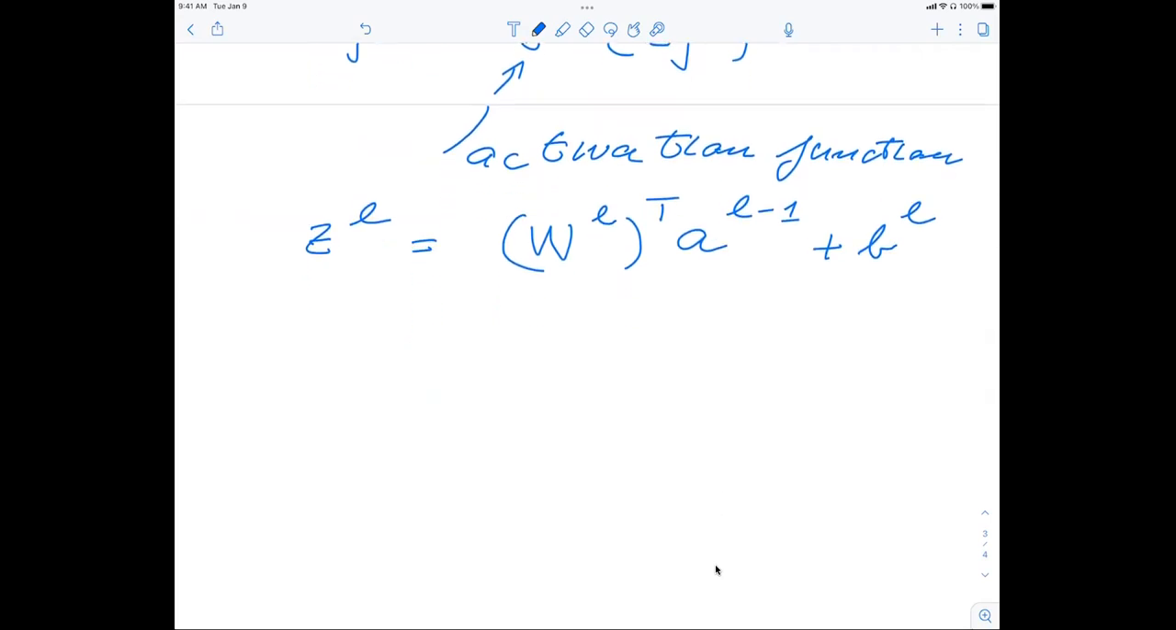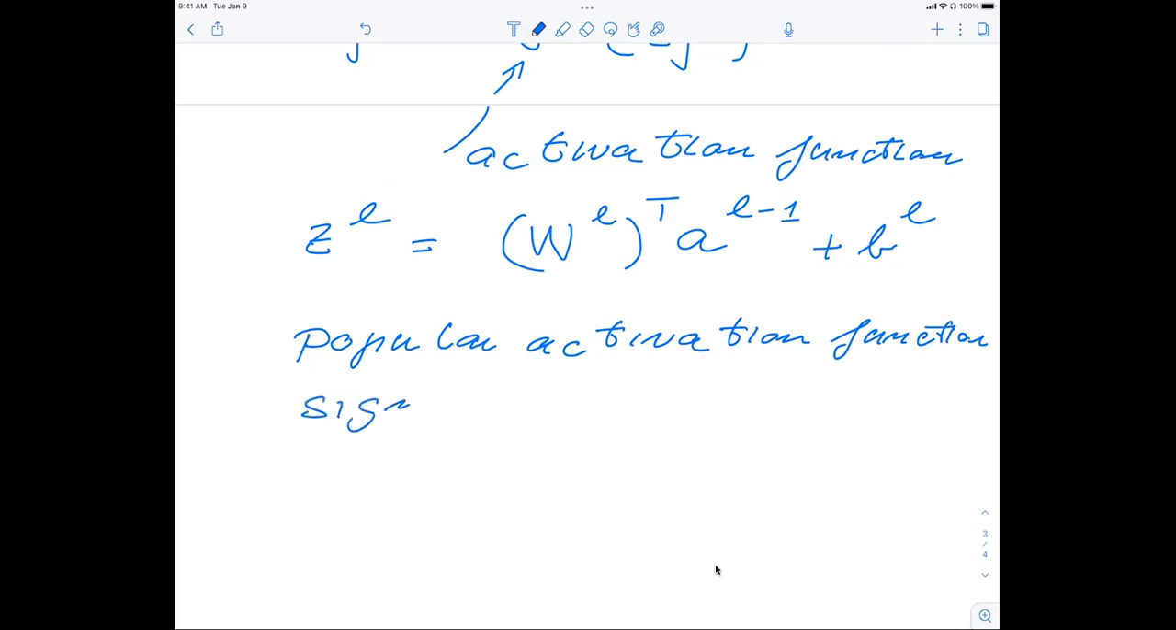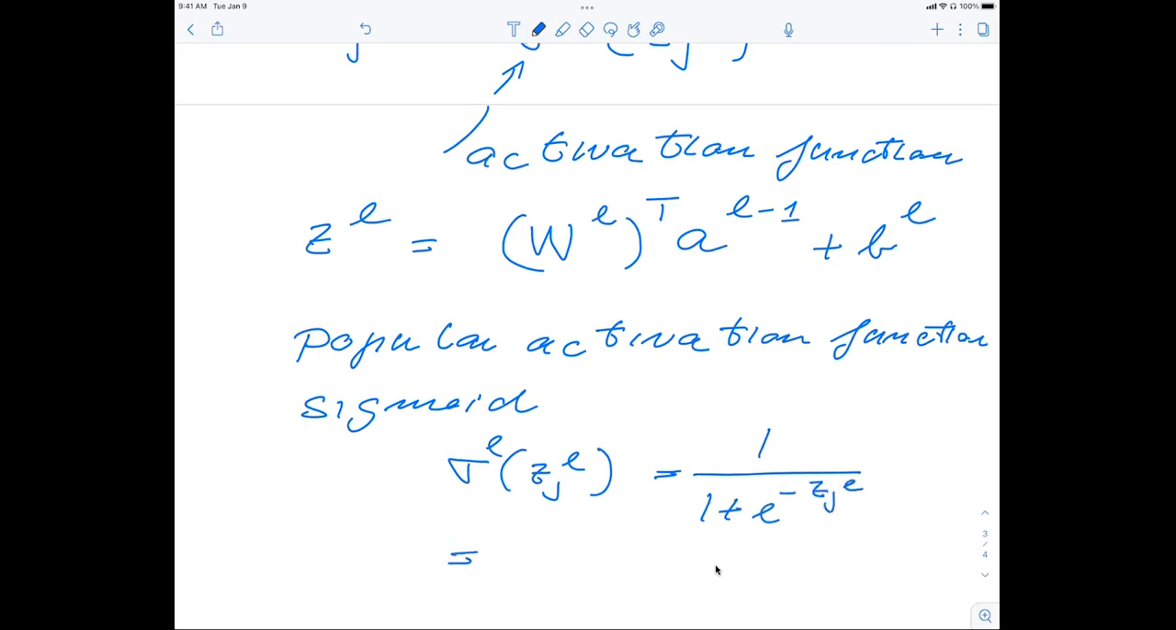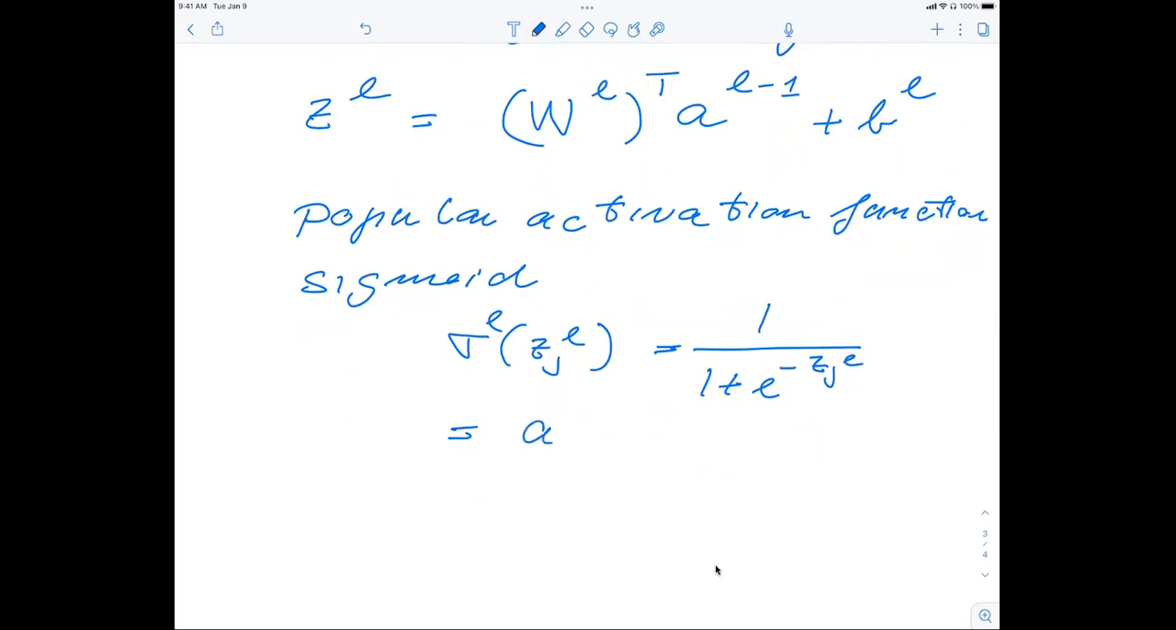A popular activation function is the sigmoid, as I mentioned, and we're coming back to that one. The sigmoid is defined as: we would have sigma of z_j^l, which is then simply 1 over 1 plus e to the minus z_j^l, and this defines the output from node j in layer L.